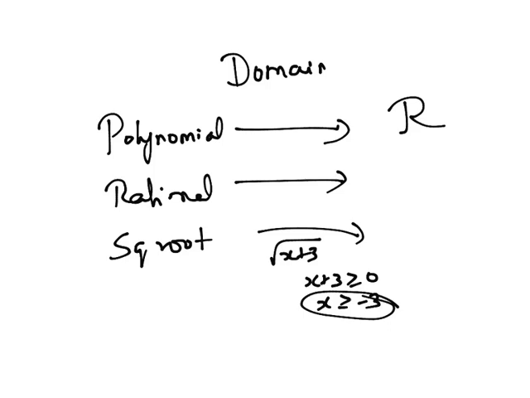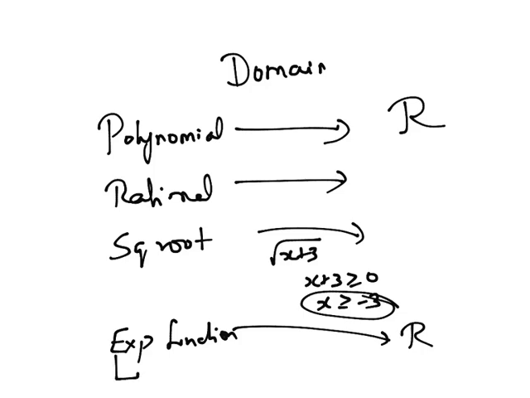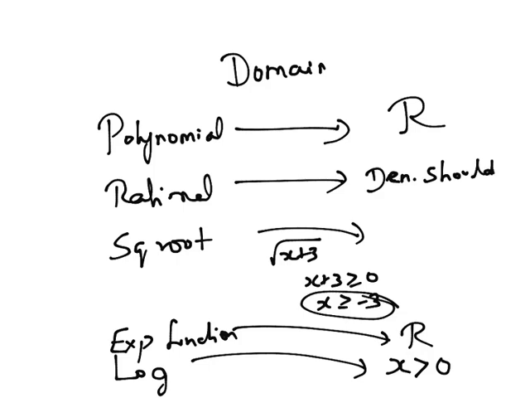And for an exponential function, the domain is all real numbers. And finally, for a logarithmic function, the domain is all positive real numbers. Okay. Here the denominator should not be 0. If it becomes 0 for any value of x, that is not part of the domain.